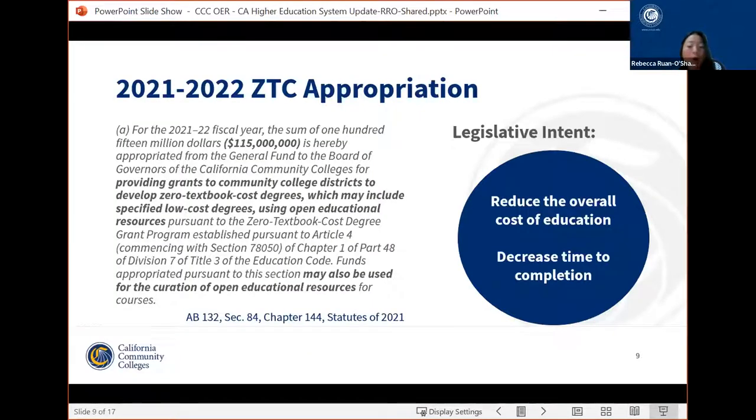Quick background on our legislative language that provided this one-time investment, $115 million for low or no zero-cost textbook degrees and or certificate programs. And OER is explicitly mentioned as a strategy. All of that is in service of the legislative intent, which is to reduce the overall cost of education and decrease time to completion. And I will add on top of that, impact on our students. So financial, administrative, and psychological loads that I mentioned earlier.